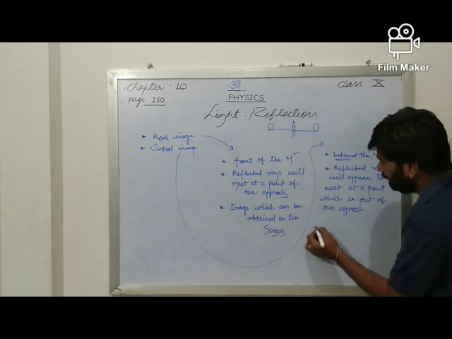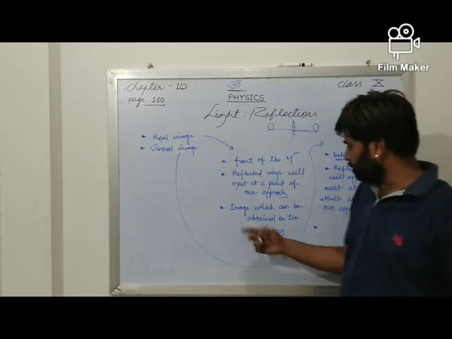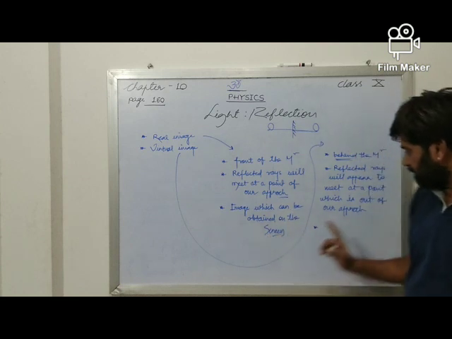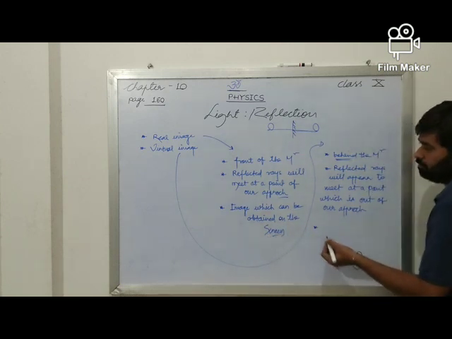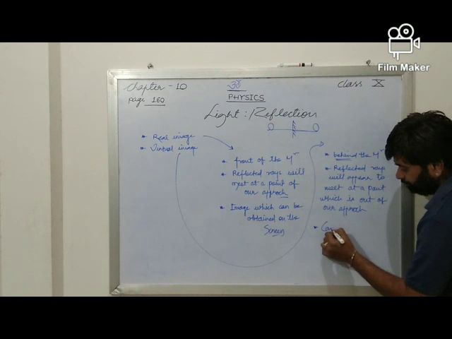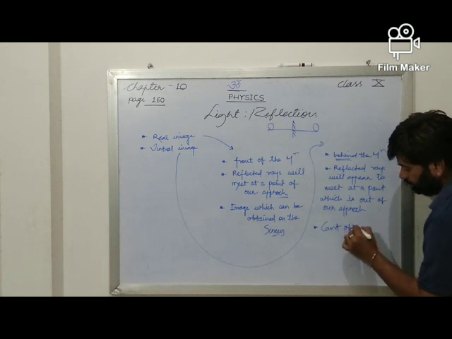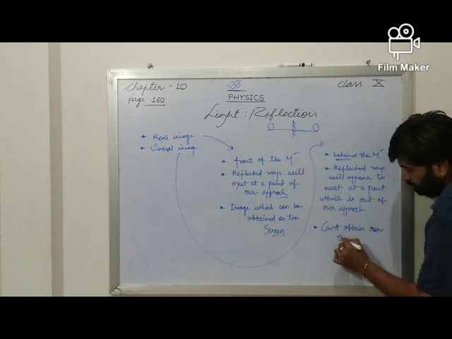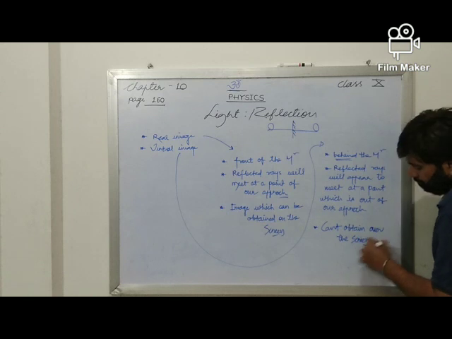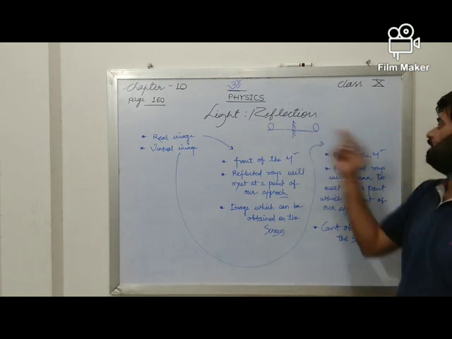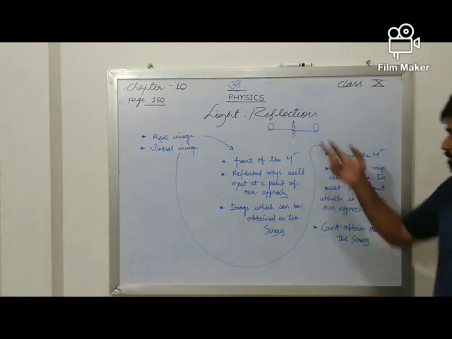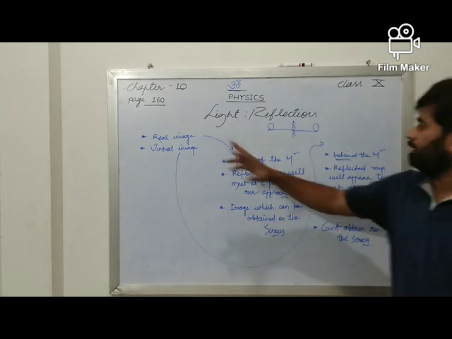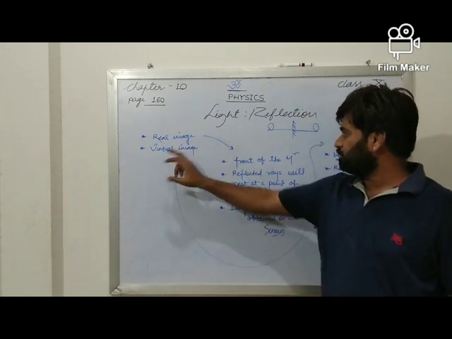Now, at last we may have another way to understand that image. A real image can be obtained on the screen, but we cannot obtain this particular one over the screen because it is already there, inside the mirror. How can we go inside the mirror to form it? So these are the few terminologies through which you may understand the real image and virtual image.